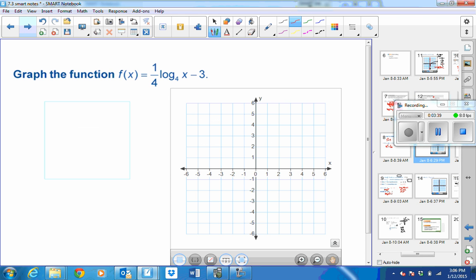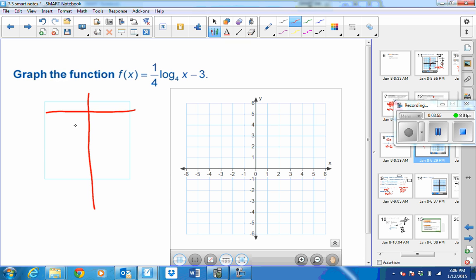So let's look at 1/4 times log base 4 of x minus 3. Well, we know it's going to be shifted down 3 units. And then the 1/4 is showing us that we're shrinking it vertically. But let's go ahead and work on finding those 3 basic ordered pairs.